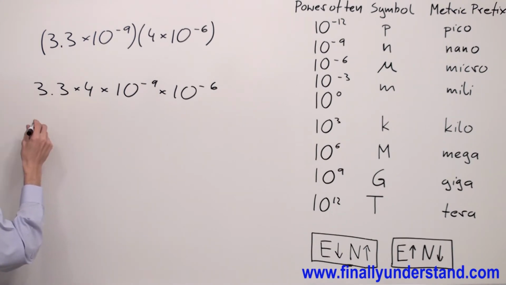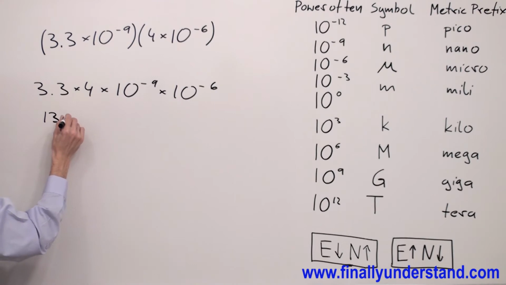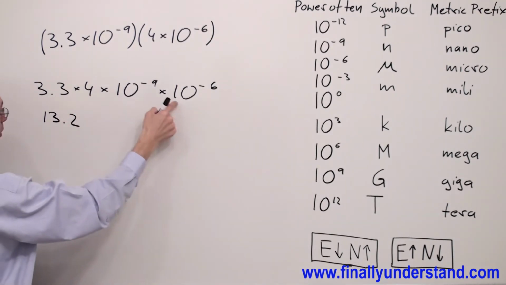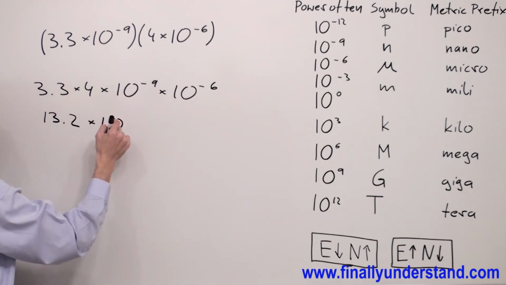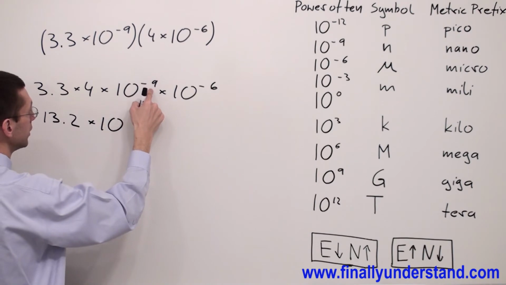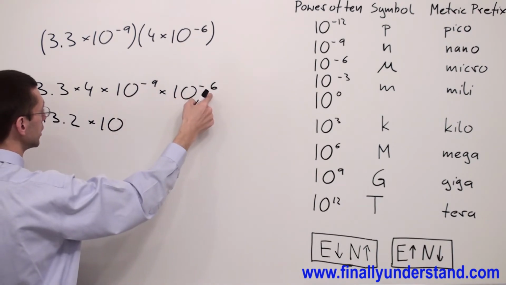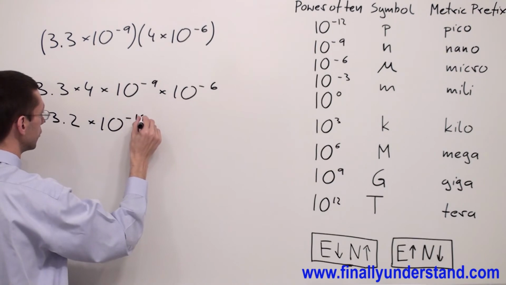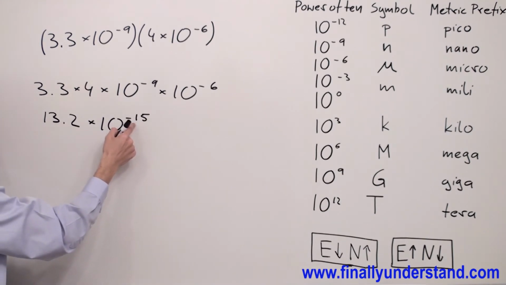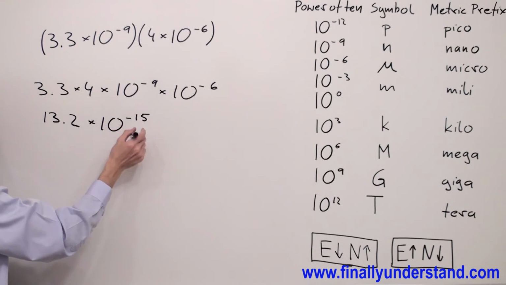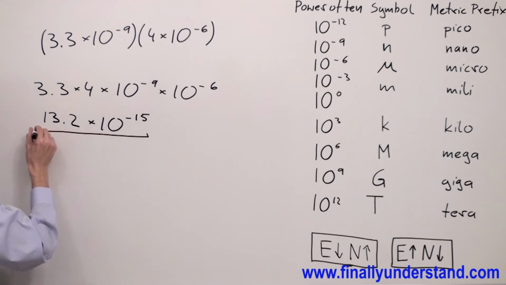3.3 times 4 is 13.2. Anytime I multiply the numbers with the same base, I'm supposed to keep the base and add exponents. Negative 9 plus negative 6 is negative 15. Let's take a look at what we have obtained. On the left side of the decimal point, I have a number which is between 1 and 999, so my number is okay. And the exponent of my power of 10 is a multiple of 3. That's why this is the correct answer to my problem.